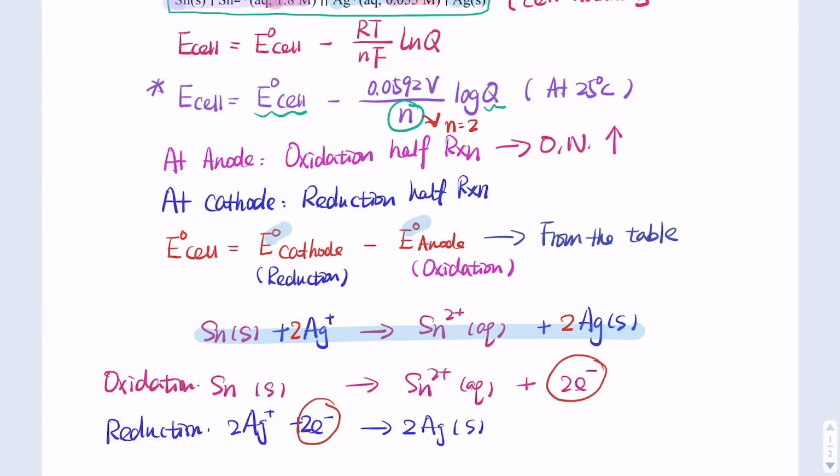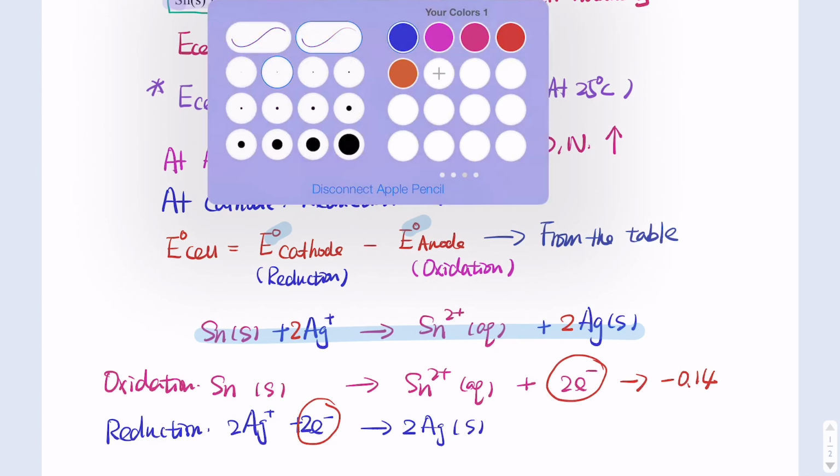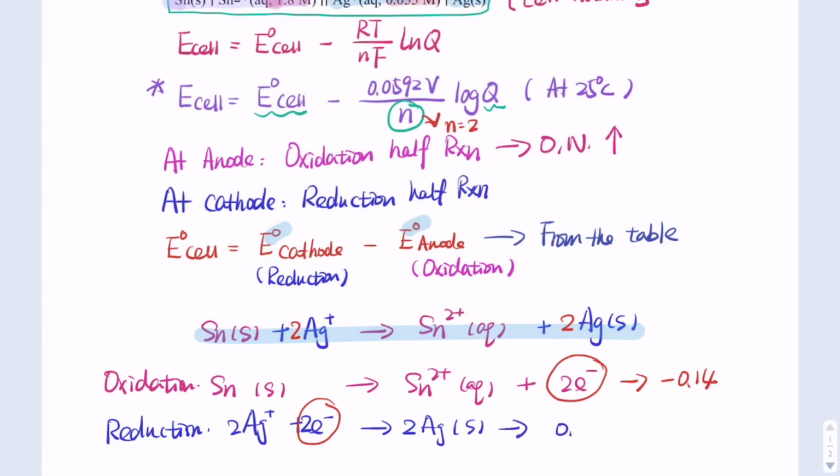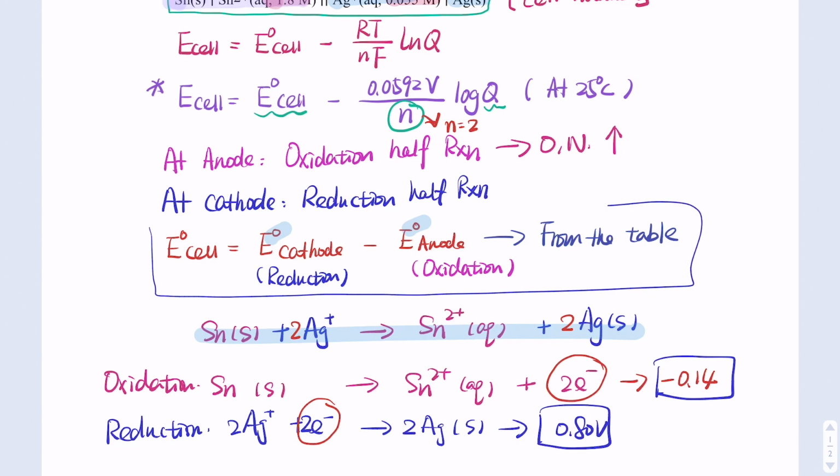Now since we already know the oxidation and reduction half, you go to the table we mentioned earlier, and this value turns out to be 0.14, the negative 0.14. And for silver, this is going to be 0.8. Depending on the table you use, the numbers are slightly different based on whether you have more or fewer sig figs. Now we can use these values back in this relationship.